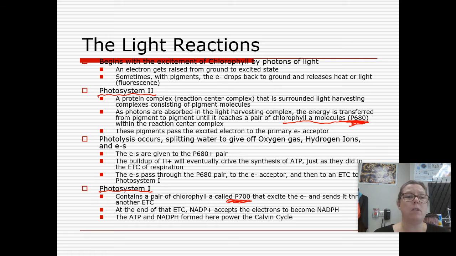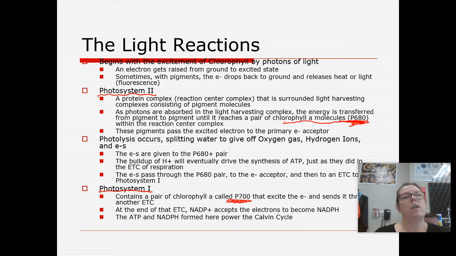The reason why they're named this is that the P680 chlorophyll molecules get their electrons excited to a higher energy state at 680 nanometers of light, and then the P700 is at 700 nanometers of light. These photosystems are listed on this slide in the order in which they occur. You're thinking, okay, why is photosystem 2 before photosystem 1? They were named in the order in which they were discovered. So photosystem 1 was actually discovered prior to photosystem 2.